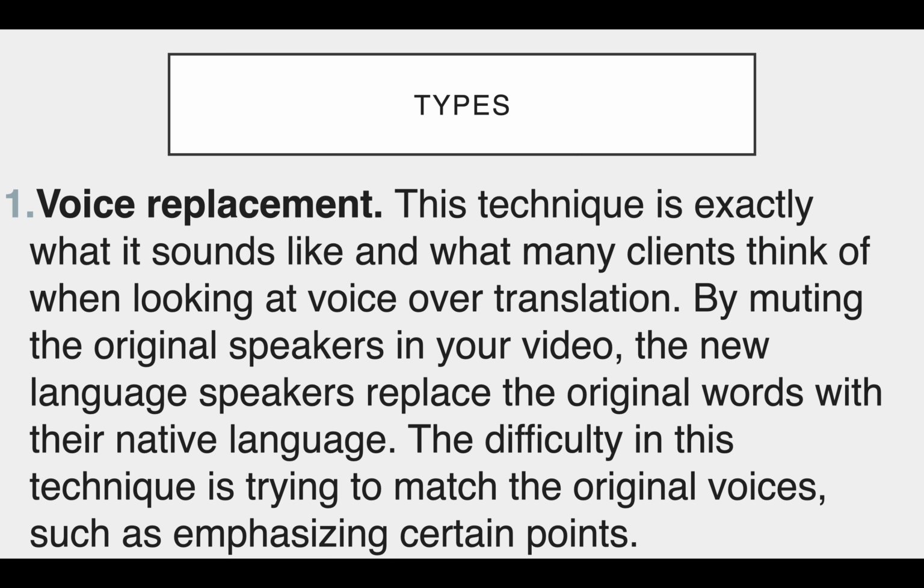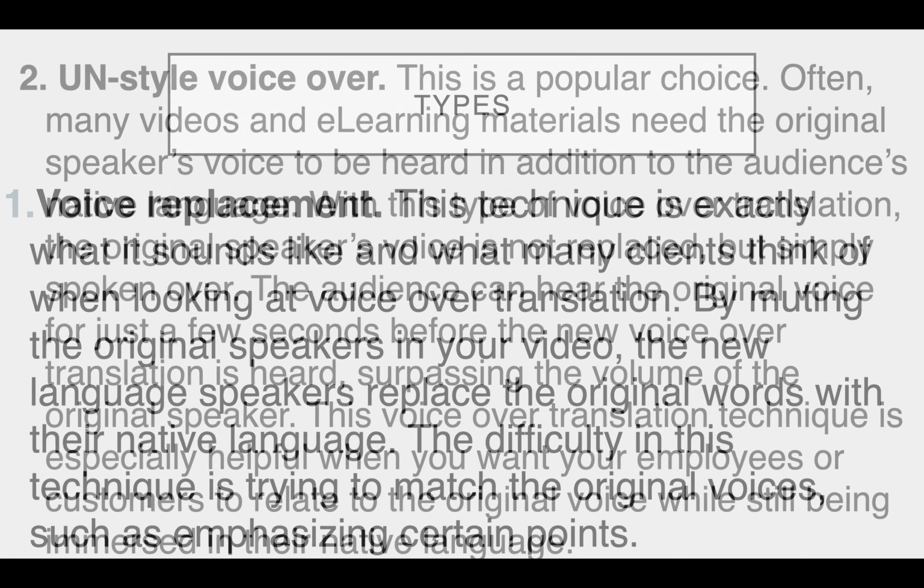How? By muting the original speakers in your video, the new language speakers replace the original words with their native language. Of course, as we said, with the adaptation of the content so as to fit the culture of the audience while you are presenting. So the difficulty in this technique is trying to match the original voices, such as emphasizing certain points. So in this case, you have to emphasize on certain points and emphasize some of the aspects that you are targeting.